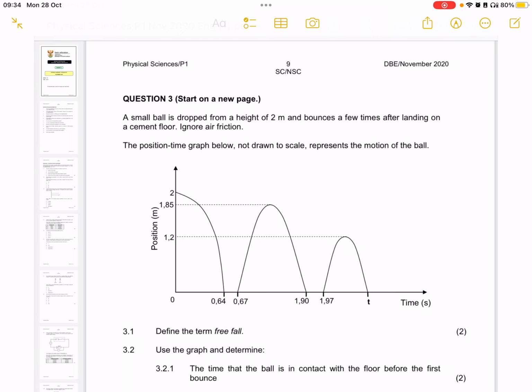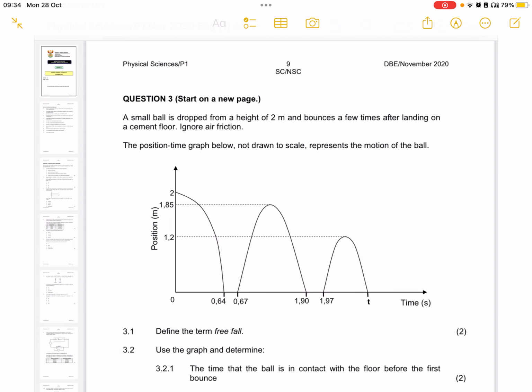As in grade 10, the introduction of motion in a straight line, and then in grade 11, they start to introduce a bit of motion in the vertical axis. So today's question says that a small ball is dropped from a height of 2 meters and bounces a few times after landing on a cement floor. We ignore air friction, and there is a position-time graph, not drawn to scale, that represents the motion of the ball.